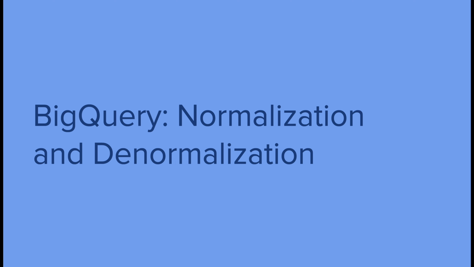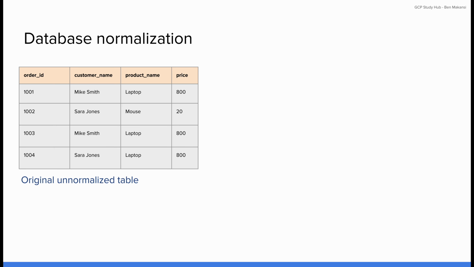Let's talk about normalization and denormalization, which are not just practical topics, but also kind of intellectually interesting in the area of database management. Let's talk about database normalization in general first. So imagine that we have a table with columns such as order ID, customer name, product name, and price as shown here. At first glance, you can spot several redundancies in the table.